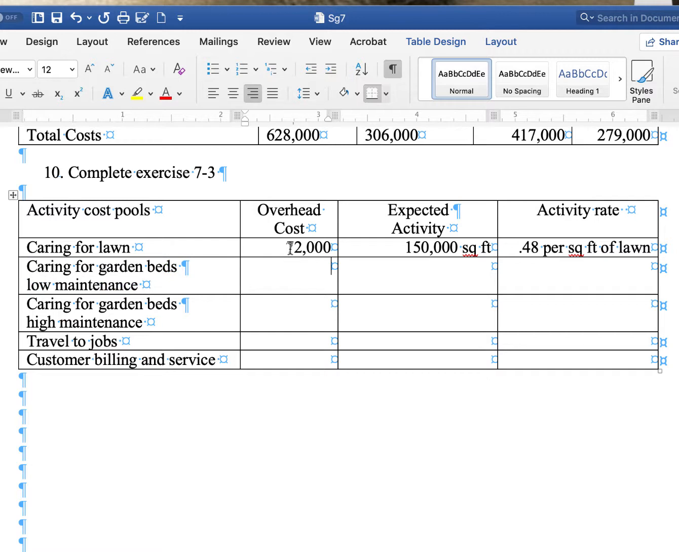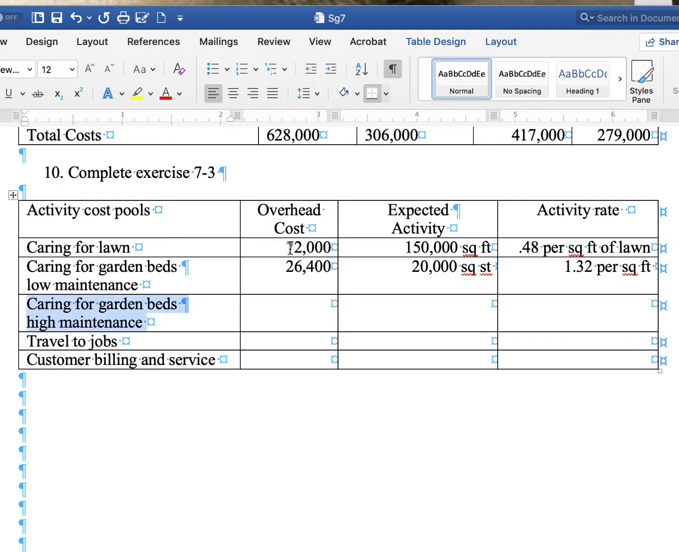Okay, let's look at caring for garden beds that are low maintenance. The cost is $26,400. This is the estimated overhead cost that we're going to incur if we care for low maintenance beds. We estimate that we're going to care for about 20,000 square feet of low maintenance beds. So if we divide, we end up with $1.32 per square foot of low maintenance beds.